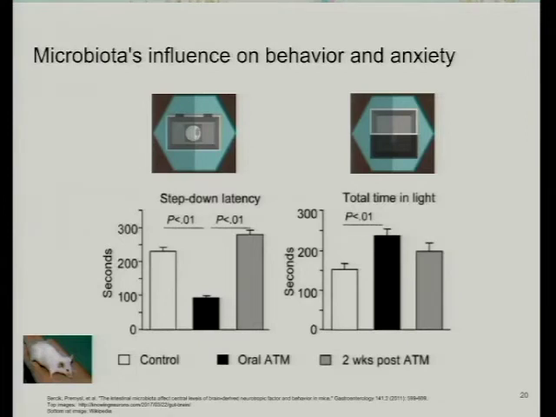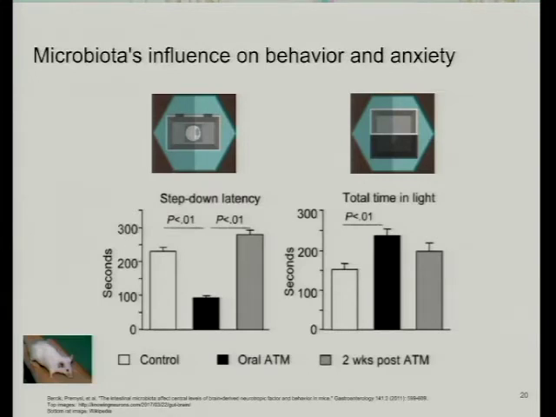Similarly, in the light-dark box test, you have the controls to see how long they would be in the lit area. The controls were in there for about 150 seconds, while the antibiotic-treated ones stayed in the light area a little bit more, about 225 seconds or so. So again, a different way to test for similar results, that the microbiome might be influencing our behavior and making us less anxious.